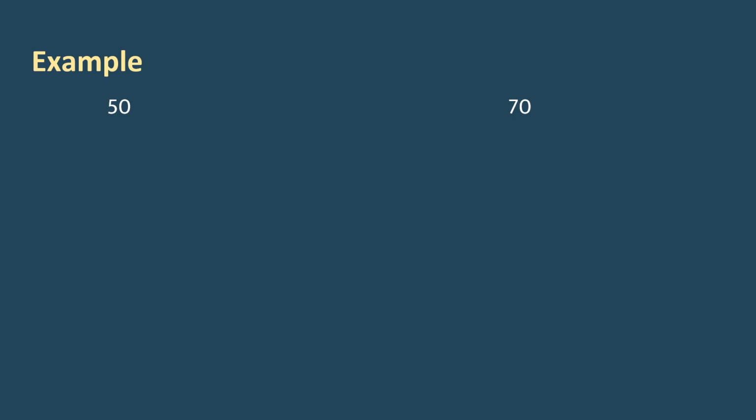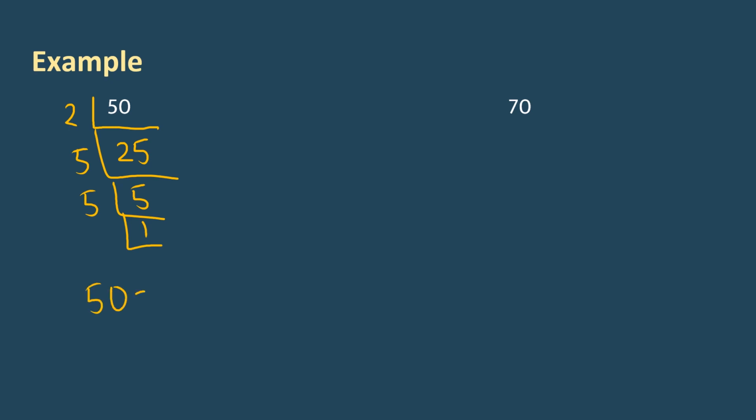Okay, for this example, we're going to use the first method to solve it. So let's find the prime factors first. 50 divided by 2 is 25, and then 5, and 5 again. So 50 equals 2 times 5 times 5. Now let's find the prime factors of 70. 70 is divided by 2, and we get 35.